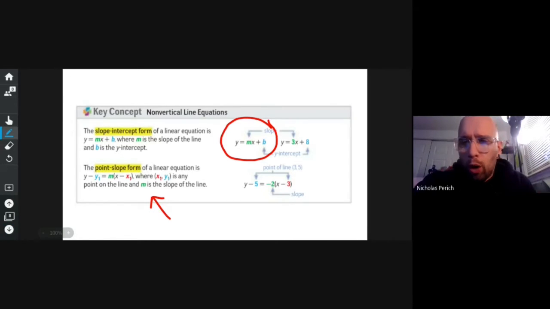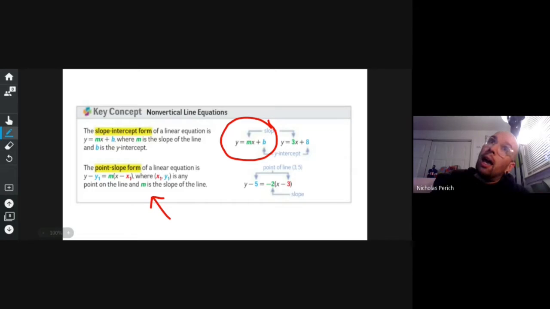point slope form looks a lot worse. And if you see point slope form, you might say, oh man, I don't want to do this. Now I have to distribute and add 5 to both sides. No. Point slope form is an equation that gives you a point and a slope.